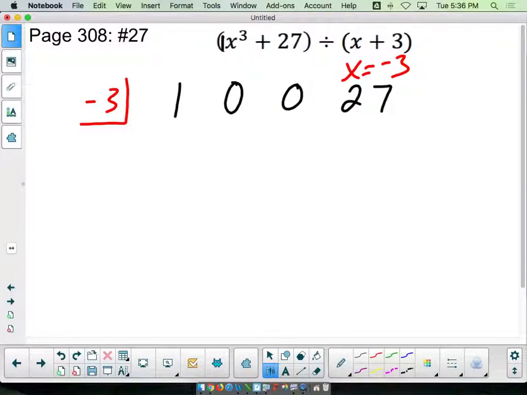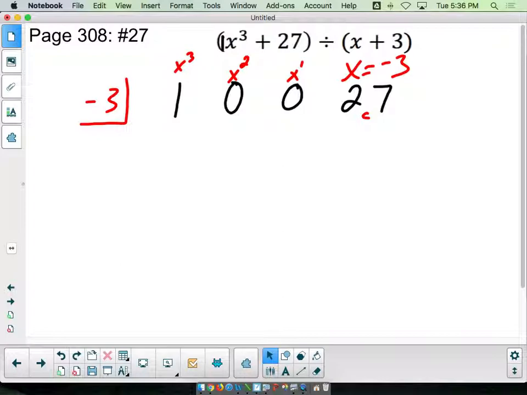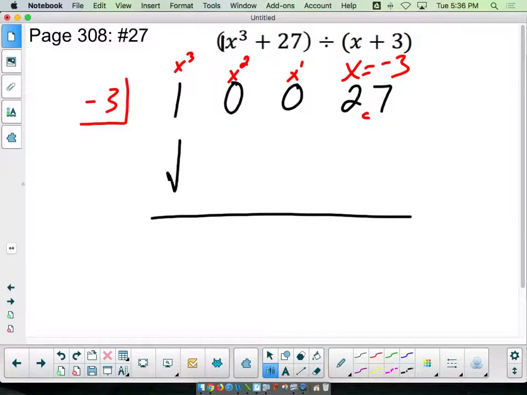So this is x to the third. And again, you don't have to write this above, but if you want to do that just to kind of keep track of everything, you can. We drop down the 1, multiply. -3 times 1 is -3. When I combine that with 0, I get -3. I then multiply the -3 with the box 3 and get positive 9.